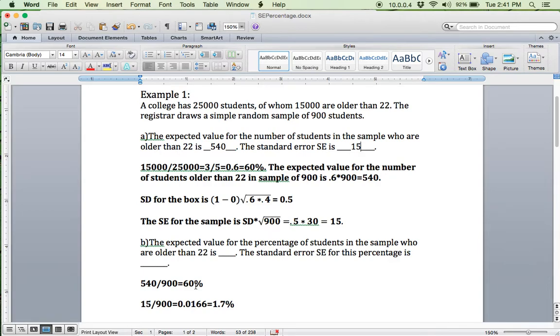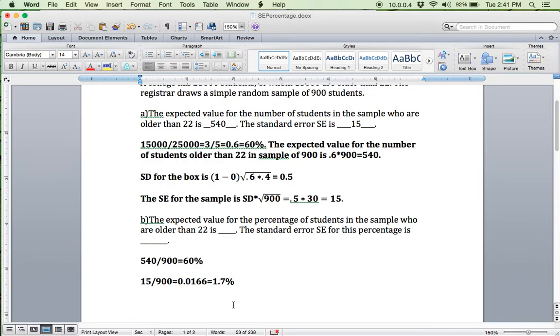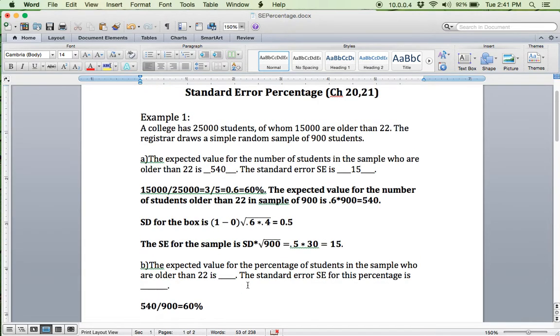So that's the easy one. And then how do we get the SE for percentage? We take the SE for the number, which is 15, and divide it by the sample size, which is 900. So 15 divided by 900 is 1.7%. So that means that we expect to get 60% in our sample that are 22 or older. And then our error percentage, right, again the SE in percentage is about 1.7%. So that's example 1.